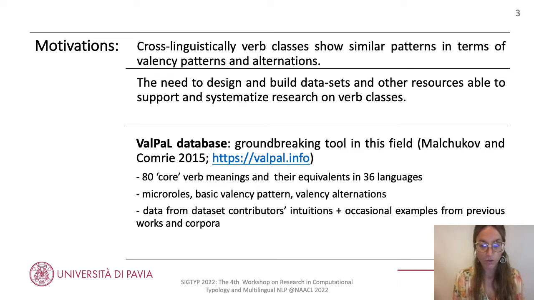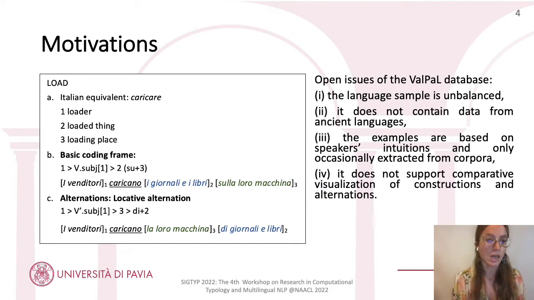Data includes translational equivalents for these verb meanings together with their associated participants called micro-roles, their basic valency patterns, and valency alternations. All are represented through so-called coding frames. Here you can see the basic coding frame of the Italian equivalent for load, caricare, and one of its alternations called locative alternation. The coding frame represents micro-roles 1, 2, and 3, order of these micro-roles with respect to the verb, indexing, and flagging.